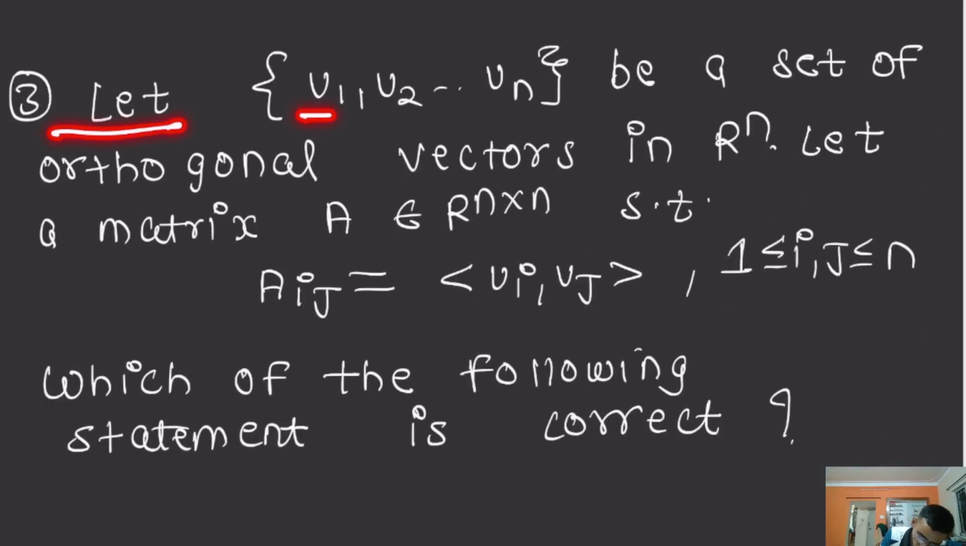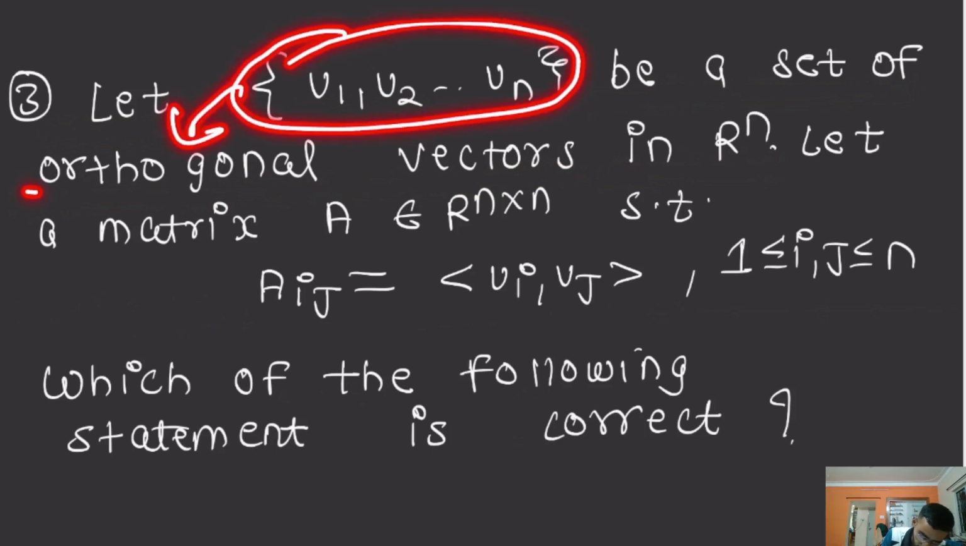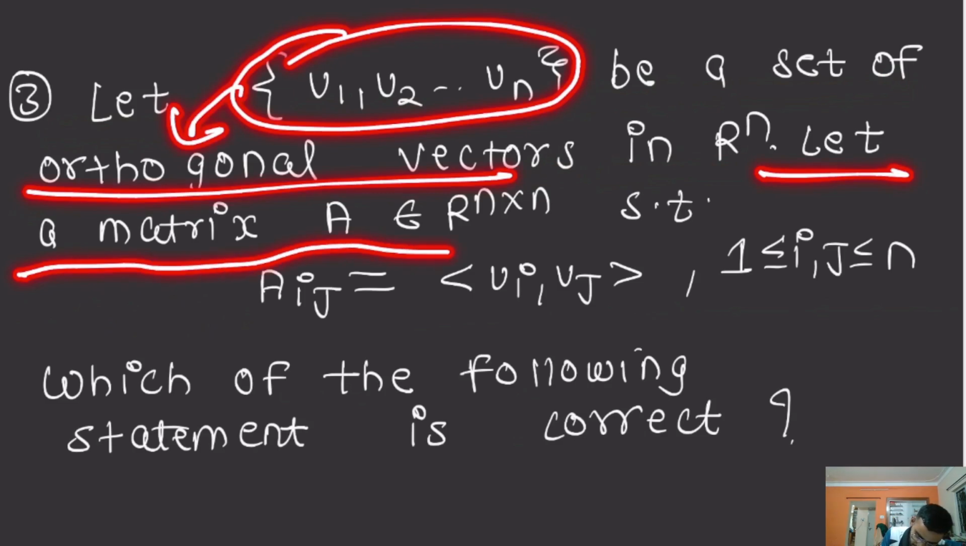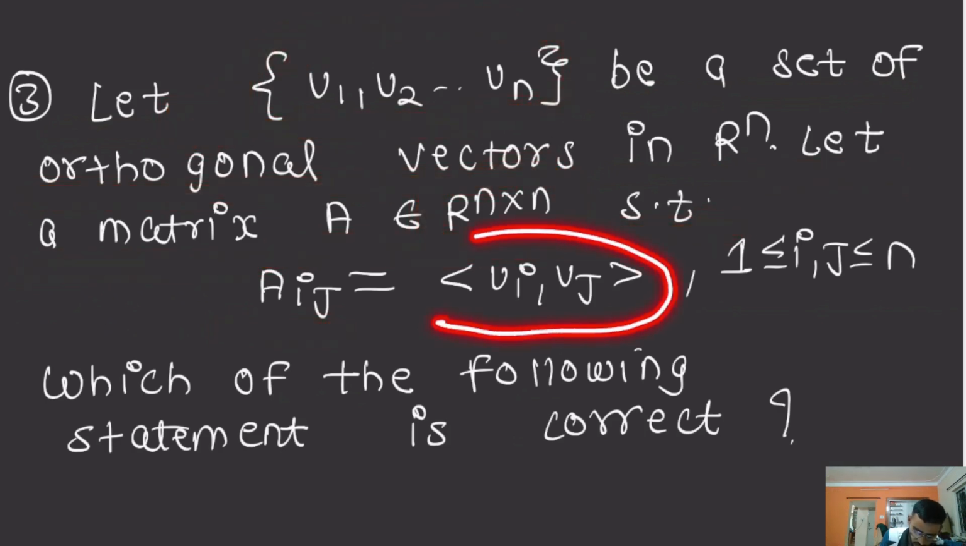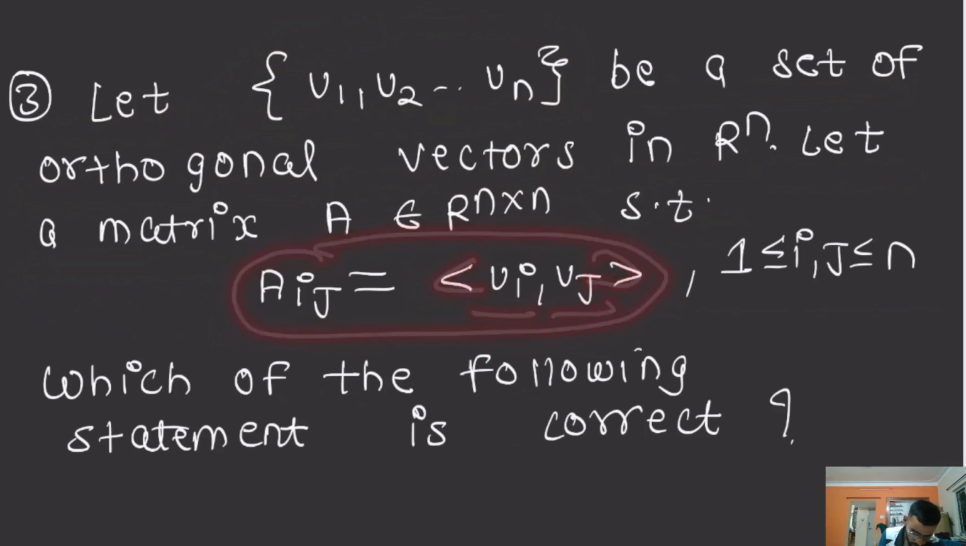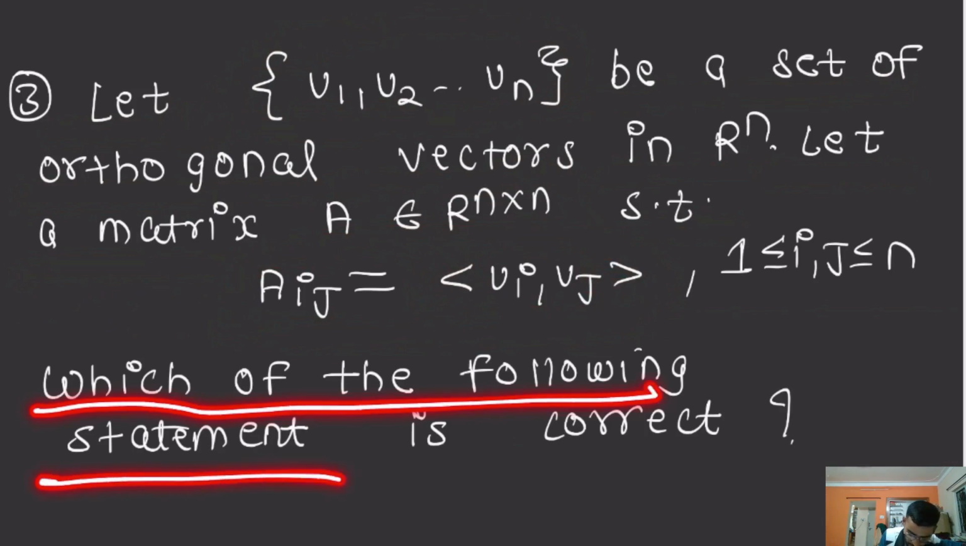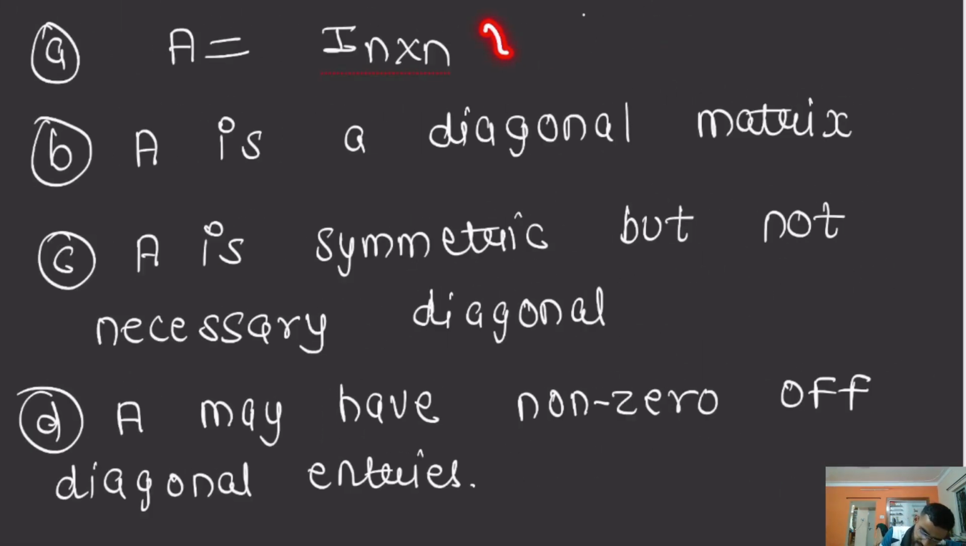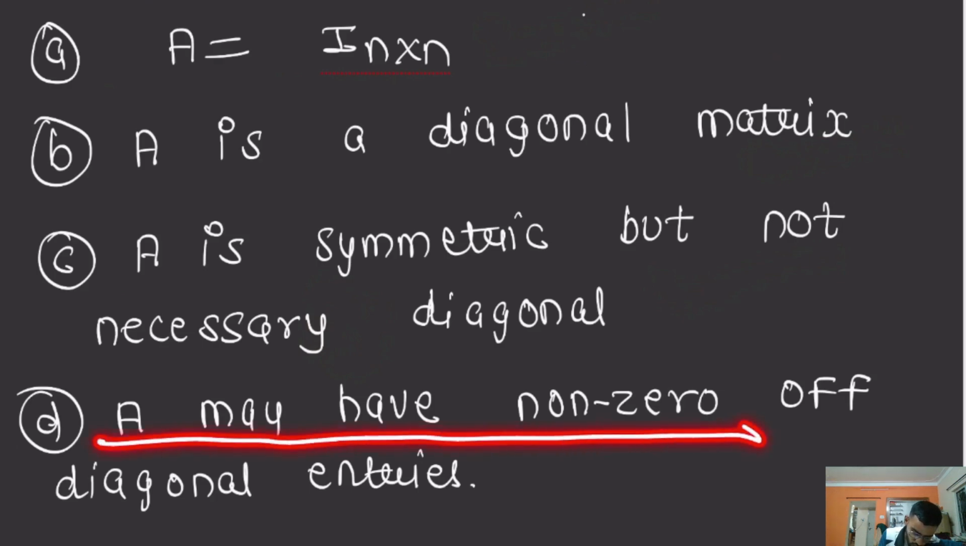The third one is: let u1, u2, up to un be a set of orthogonal vectors in Rn. Now this set is an orthogonal set, which is a very important thing. Let A be a real matrix such that Aij is equal to the inner product of ui and uj. We need to find which of the following statements is correct. A is an identity matrix. A is a diagonal matrix. A is symmetric but not necessarily diagonal. A may have non-zero off-diagonal entries.